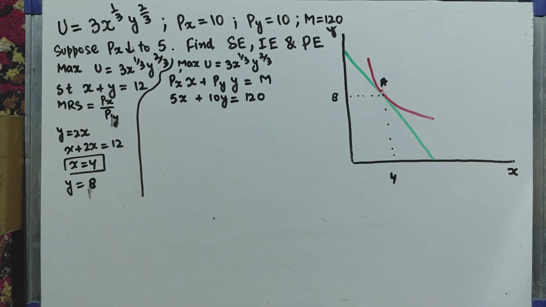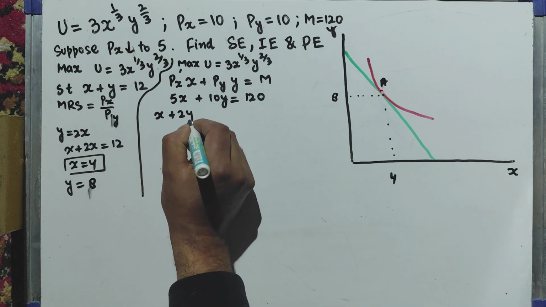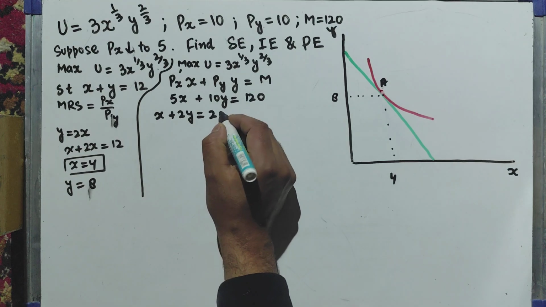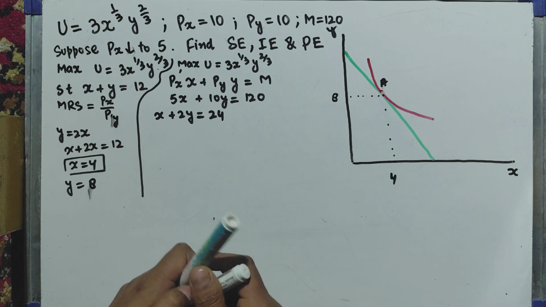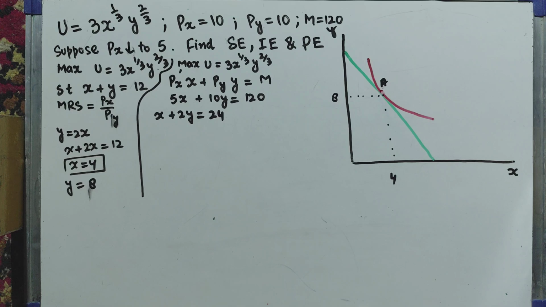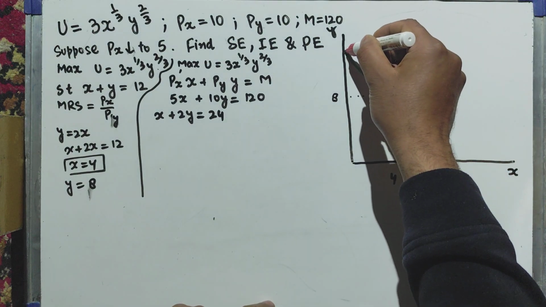Dividing both sides by 5, we will get X plus 2Y is equal to 24, since 5 2s are 10 and 5 4s are 20. Again, so what has happened when the price of good X has decreased? The budget line will pivot towards the right, that is, it will pivot like this.